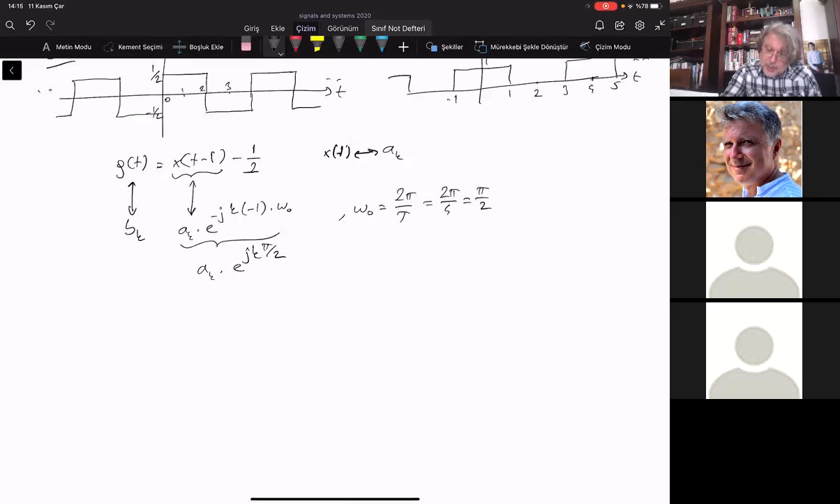Now, how about this new term, this additional term, minus 1 over 2? Now, as you see, it's a constant term. Therefore, it doesn't really affect the Fourier series coefficients for k different than 0. It only affects the DC coefficient. And we are going to evaluate the DC coefficient of our new signal, g of t, separately. So that minus 1 over 2 actually does not disturb or change any Fourier series coefficient. It doesn't affect anything.